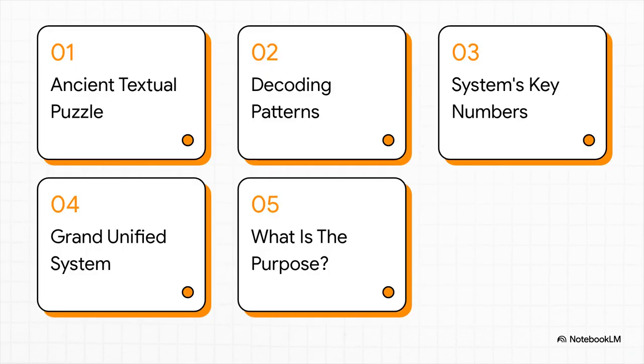So today, we're going to dive into a really fascinating and pretty complex theory that says these letters aren't random at all. Instead, it suggests they form this intricate numerical and structural code. We'll start with the puzzle itself. Look at the first patterns, the key numbers that pop up, how it all might fit into a grand system, and finally, ask, what's the whole point?